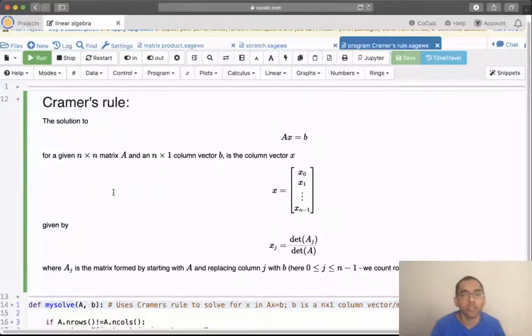In this video, we're going to show how to program Cramer's rule into Sage. So let's begin by recalling Cramer's rule. It gives a way to solve a system of linear equations of the form Ax = b for a given n by n matrix A and an n by 1 column vector b.